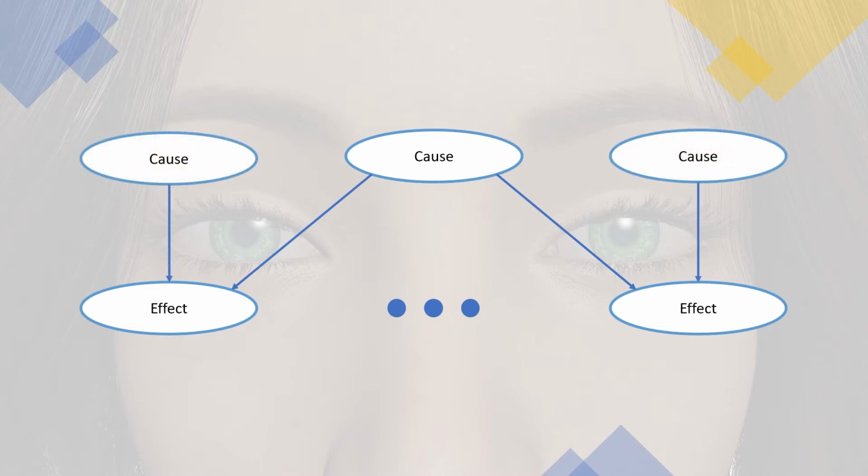Effects can have multiple causes, so a single effect can have multiple parents, and all these parents will be influencing the probability of observing the effect.